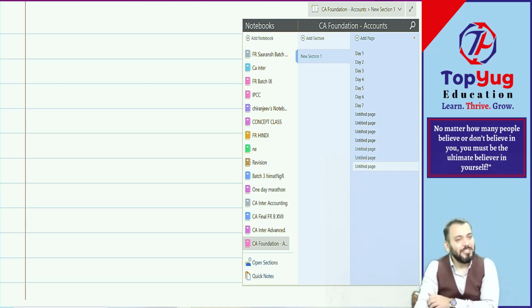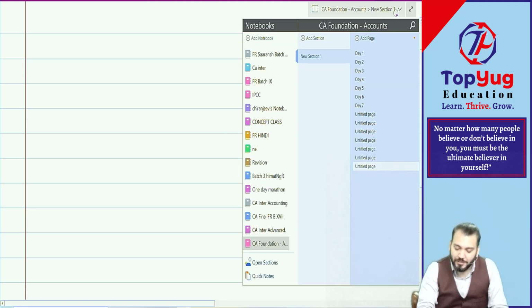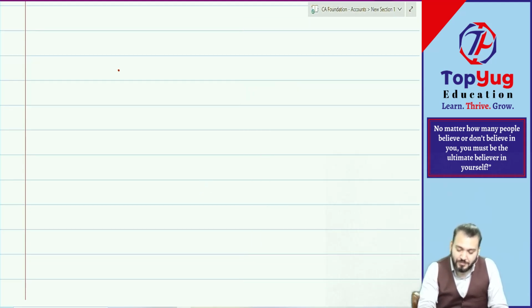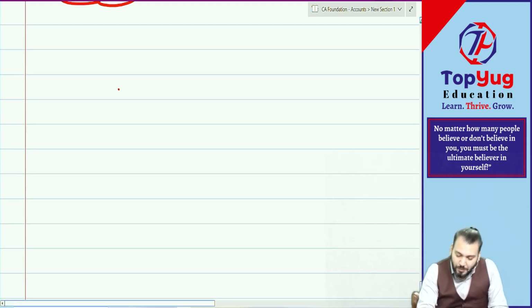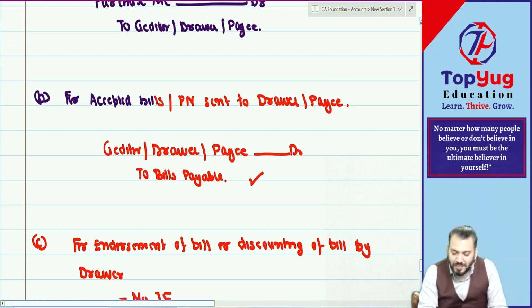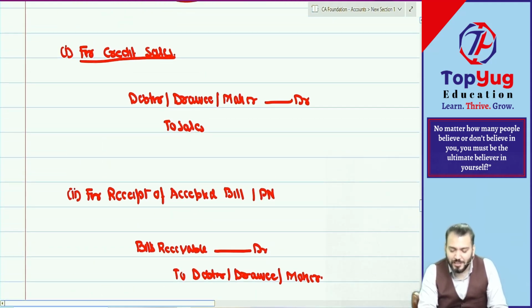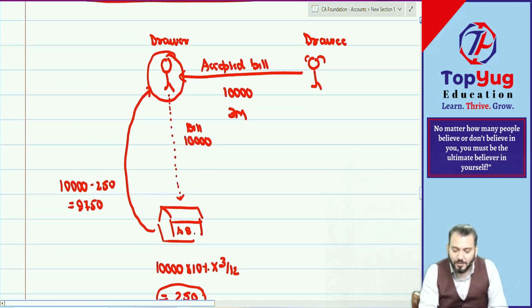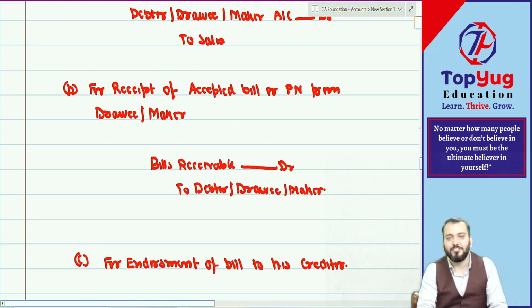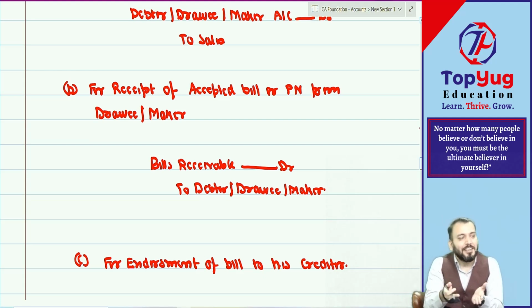Chalo. Now, coming to the chapter once again. What we have done till now is that we have understood the journal entries in the books of drawer, and now also in the books of drawee. One doubt came: whenever you do journal entry in the books of drawer, why do you start with the journal entry of credit sales? Because I started this chapter with credit sales only, since without that transaction, bill transaction is not possible.